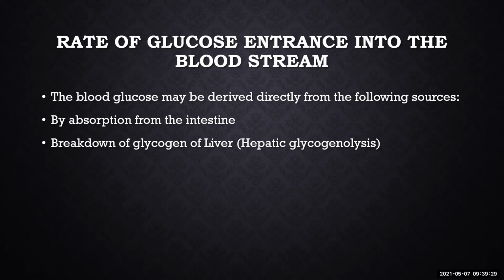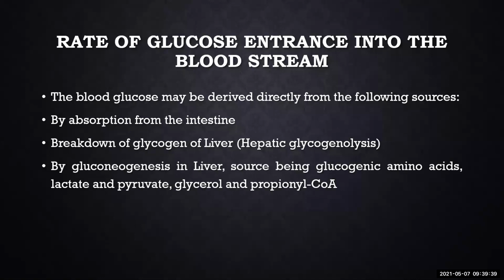So this happens in this sequence only. First glucose enters through absorption. Second, there is hepatic glycogenolysis. Now, when all the hepatic glycogen is completely utilized and our body still requires some amount of energy, our body undergoes a process in the liver called gluconeogenesis. That is production of glucose from non-carbohydrate sources.